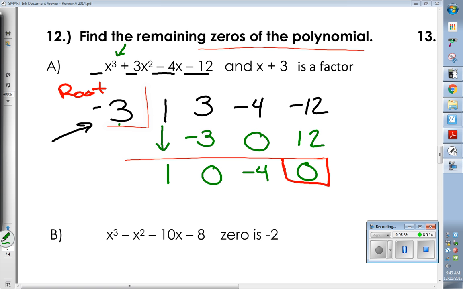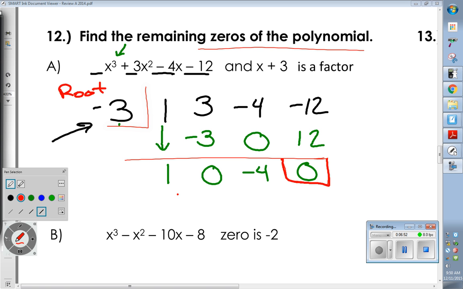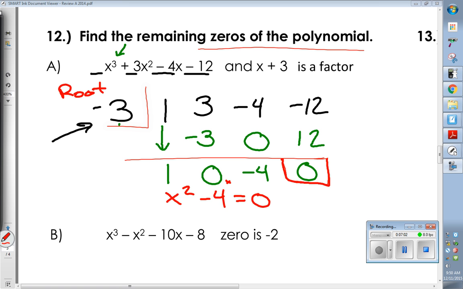Okay? Cool. There's one answer, but I knew that was an answer. I need to find the other ones. If this was an x cubed problem, what does that tell you about this 1, 0, and -4? X squared. So this problem right here is x squared plus 0x minus 4, x squared minus 4 equal to 0. I need to solve that.